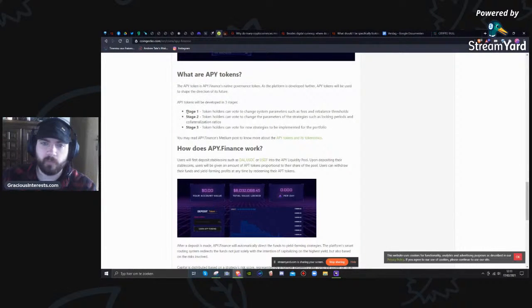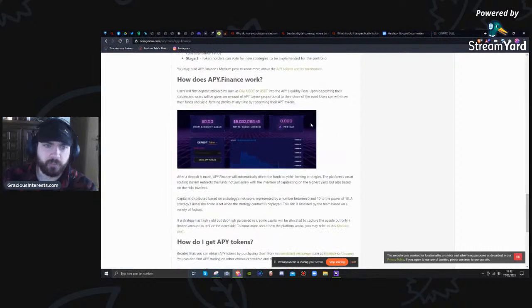So it will be developed in 3 stages. Always nice that they mention it. Most tend to hide their roadmap a little bit. In this case, it seems they're quite open about it, which is a positive point. Stage 1: holders can vote to change system parameters such as fees and rebalance thresholds. Quite nice. Holders can vote to change the parameters of the strategies such as locking periods and collateralization ratios, and can vote for new strategies to be implemented. So yeah, governance token in its entirety.